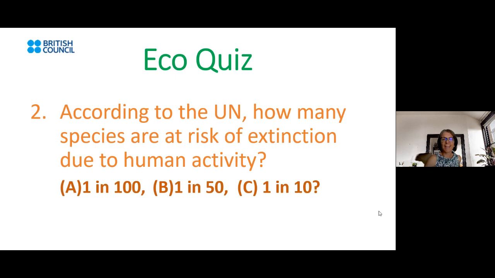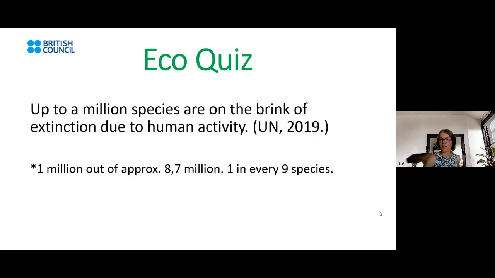Okay, according to the UN, how many species are at risk of extinction due to human activity? Is it 1 in 100, 1 in 50, or 1 in 10? For this, make your decisions, but I don't need feedback at the moment. Make your decision and I will show you the answer. Up to 1 million species are on the brink of extinction due to human activity. That comes from the UN. And it's quite an amazing statistic. I think it always surprises people. And there's actually a name for it, the 6th mass extinction.